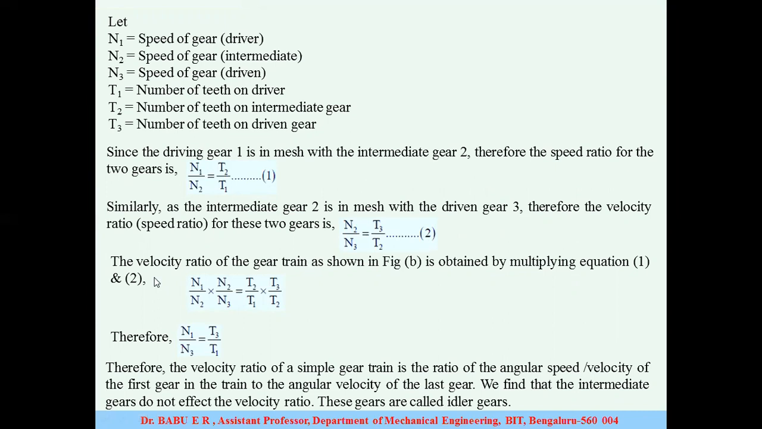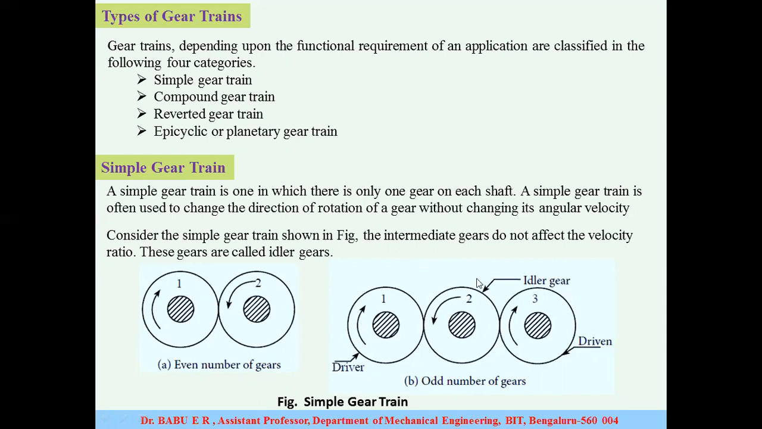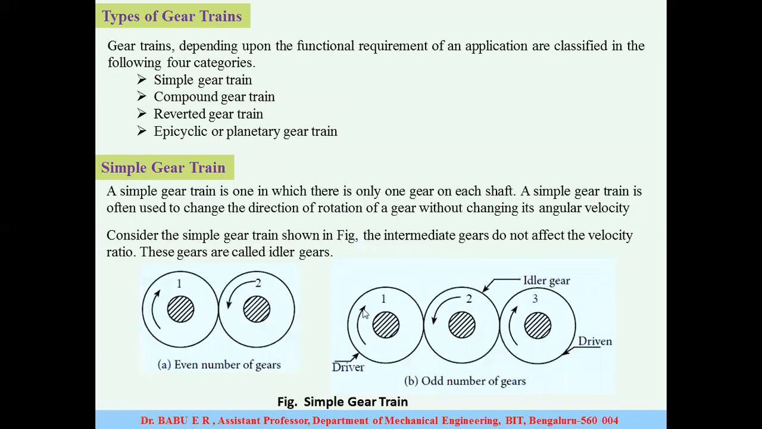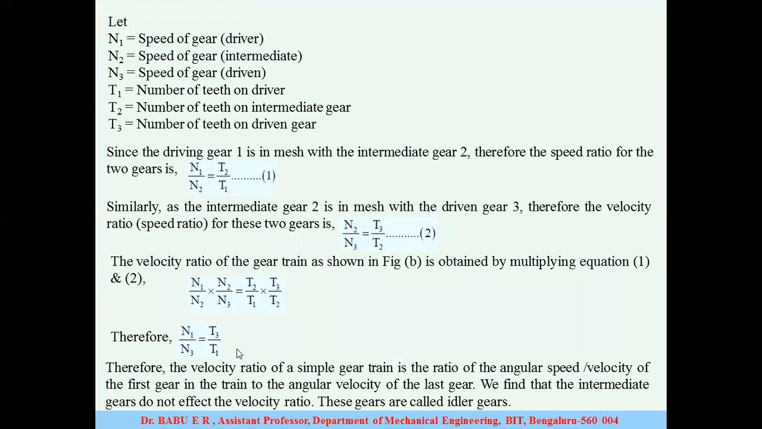Now, the velocity ratio of the complete gear train. In order to obtain the velocity ratio for this complete gear train, you multiply equation 1 and equation 2. When you multiply, n1 by n2 into n2 by n3 equals T2 by T1 into T3 by T2. You can cancel n2 and n2, and T2 and T2 cancel out. Therefore, we get n1 by n3 equals T3 by T1. So this is the velocity ratio for a simple gear train with an odd number of gears.